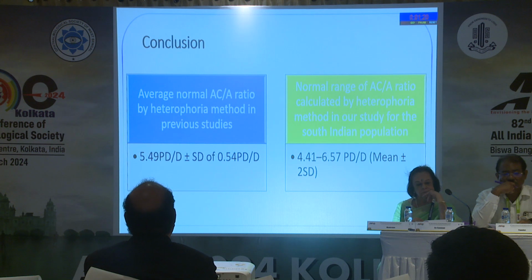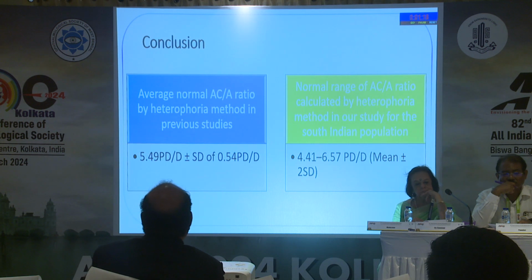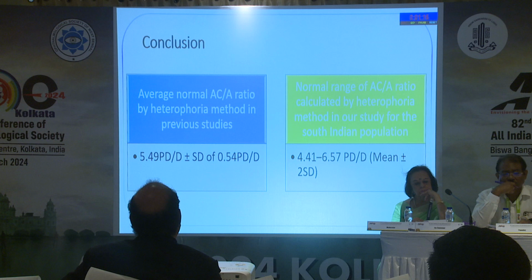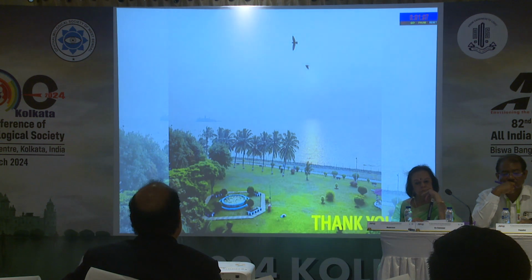So to conclude, the normal range of AC by A ratio by heterophoria method in our study population was 4.41, which was correlating with the normal average AC by A ratio, which was 5.49. Thank you.